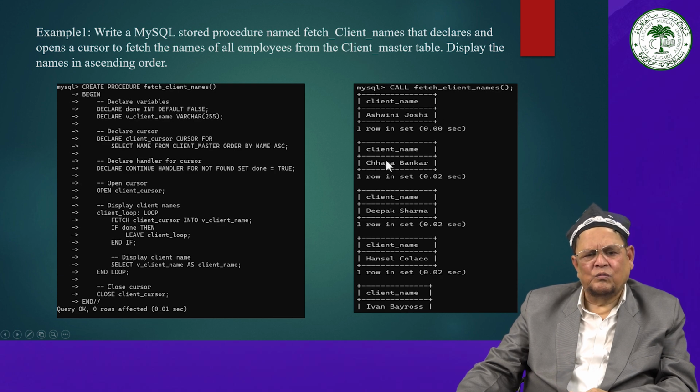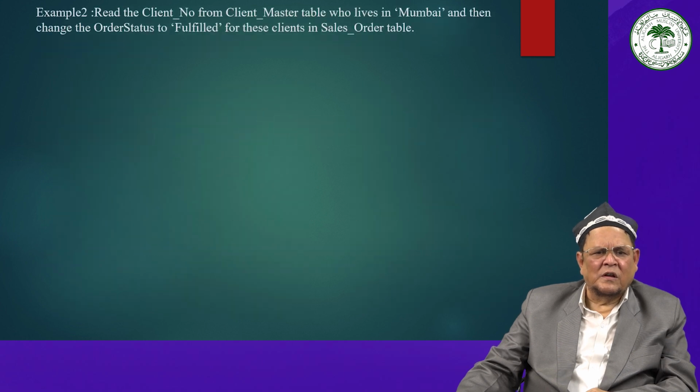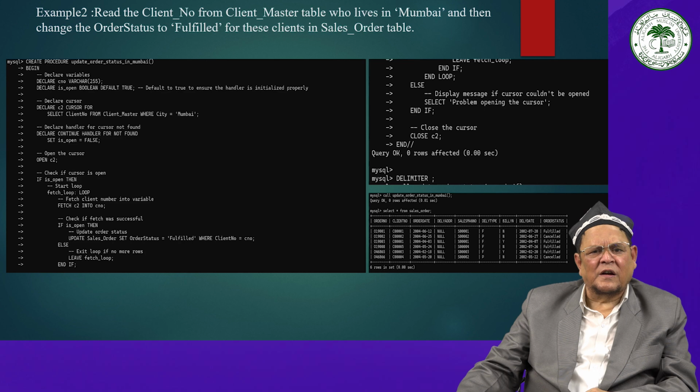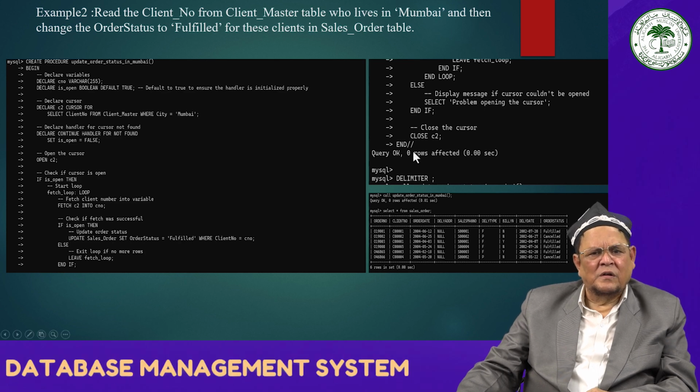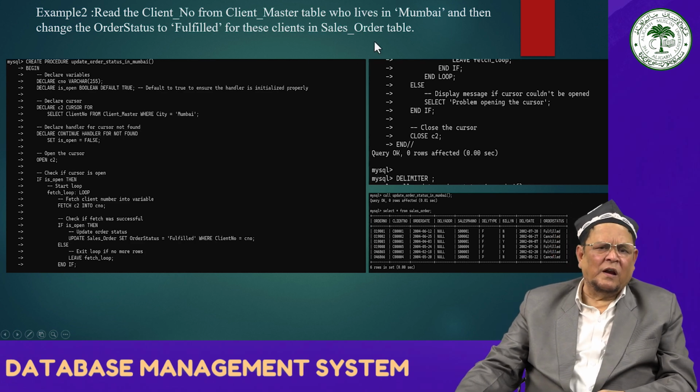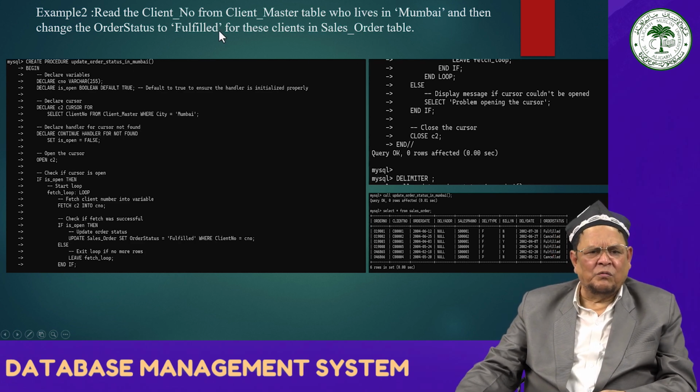So I hope you feel comfortable understanding that program. Try to run it. The next question is to read the client number from the client master table for clients who live in Bombay, and then change the order status to fulfilled for this client in the sales order table. For that, how do you have to write a procedure?